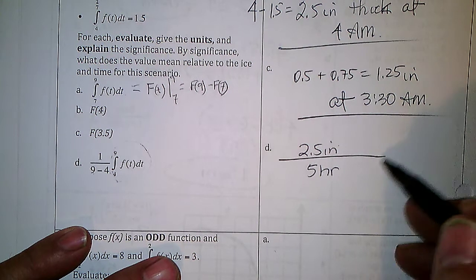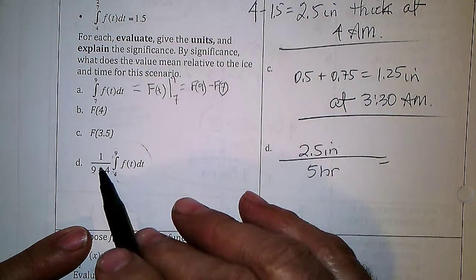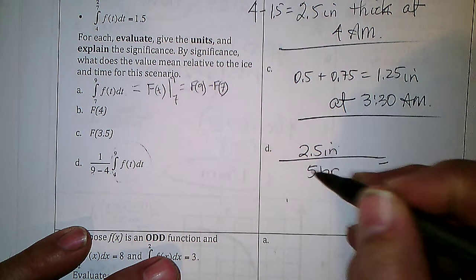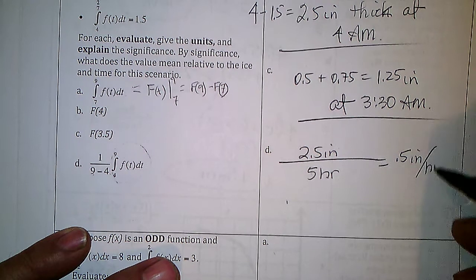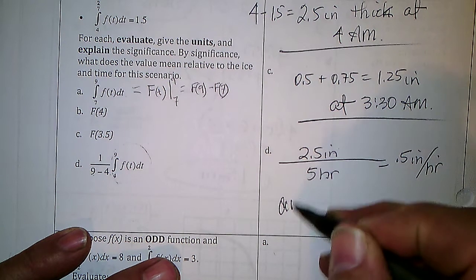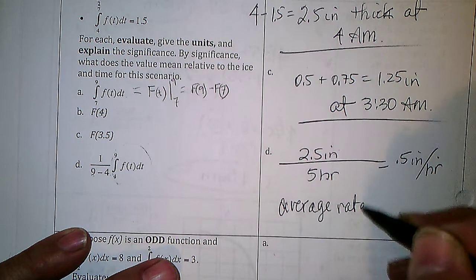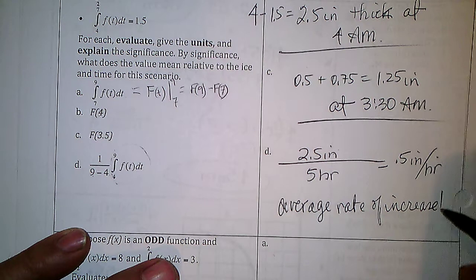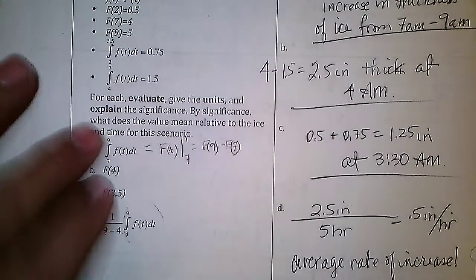So this is how many inches per hour it grew on average. If I divide that, it comes out to 0.5 inches per hour average rate of increase. Okay? So do you understand this notation and what's going on?